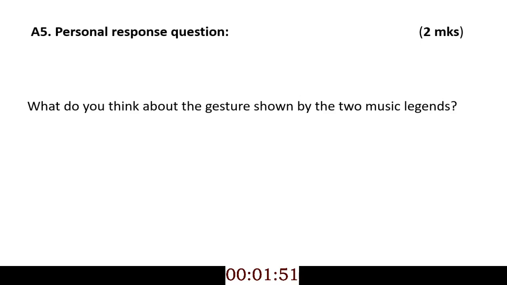Guys, if you're wondering what a gesture is, it is an action without words. So what they did is their gesture for the boy. So what do you think about that? They were legends, right? Pandit and Ustad. Now what is your opinion about what they did for the boy? That's what the question is.